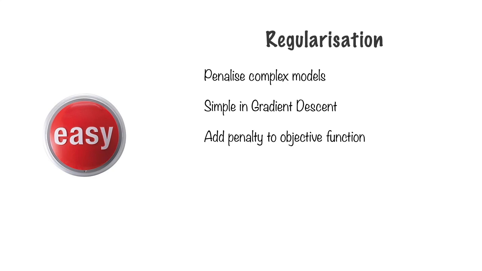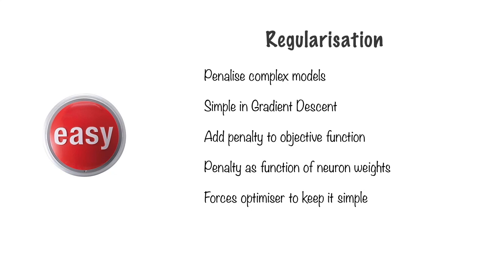The idea behind regularization is that you add a penalty to your objective function, that is the cost function or the loss function that you use while training your machine learning model. This penalty basically increases the cost or loss within your model if the model becomes more complex. And how complex the model is is measured as a function of the neuron weights. The addition of this penalty forces the optimizer to keep the model simple. If the model is simpler, the penalty will be lower. If it's more complex, the penalty will be higher. So it acts as a push and pull mechanism, pulling the model towards simplicity.